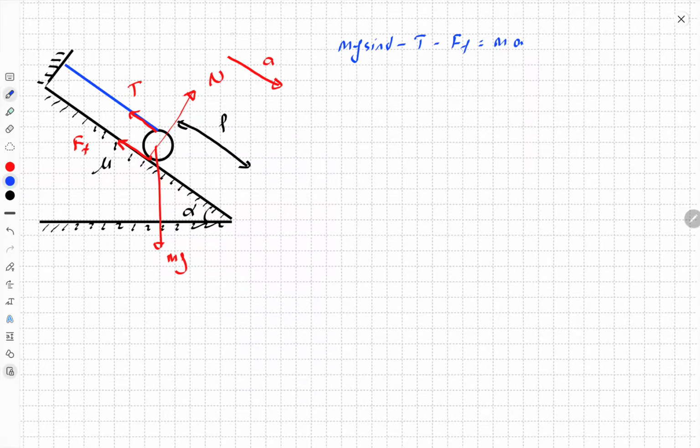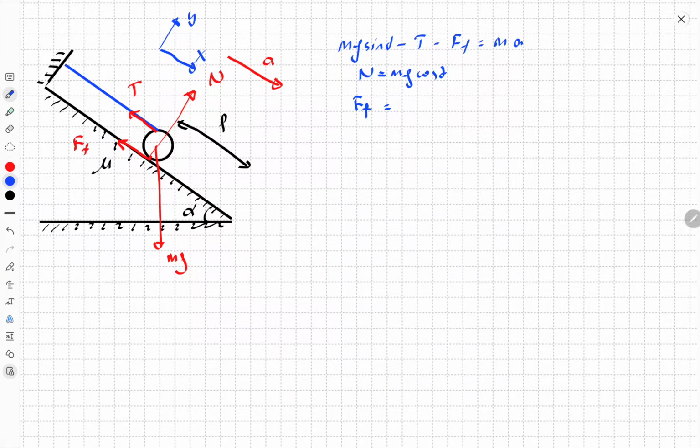Newton's second law in the vertical direction, basically in this direction, let it be y, and this direction let it be x. We know that it is not moving in the y direction, so the normal force will be equal to mg cosine alpha. Now let's come to the friction force.